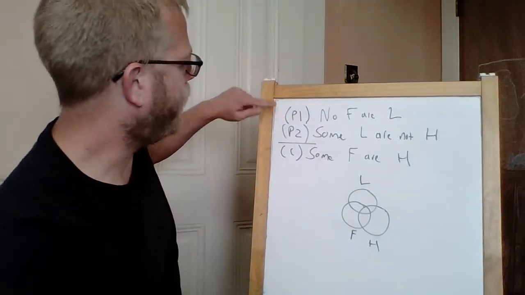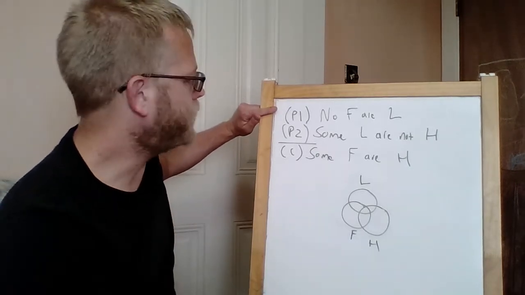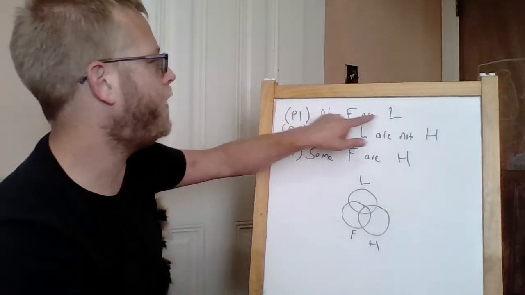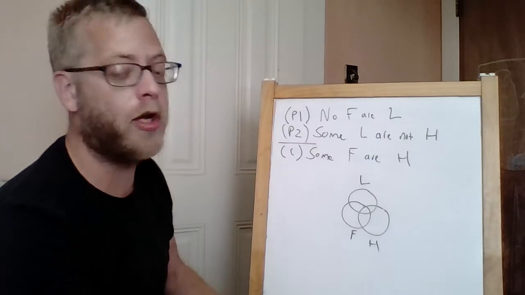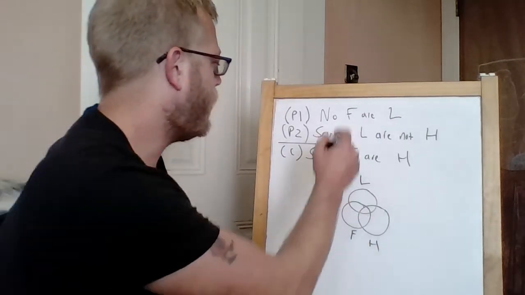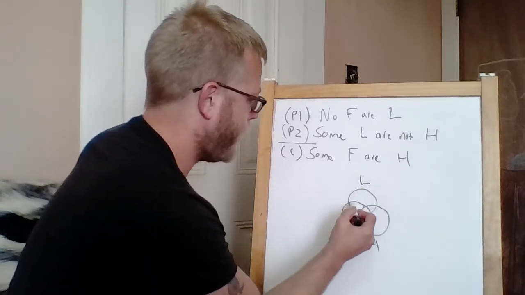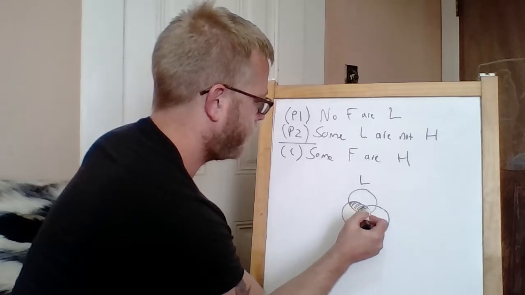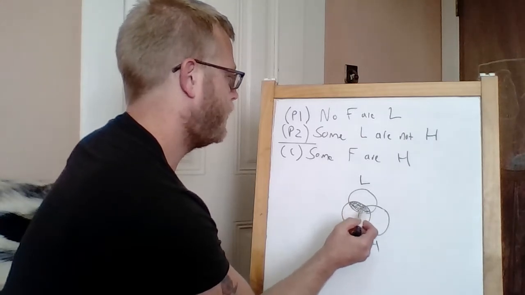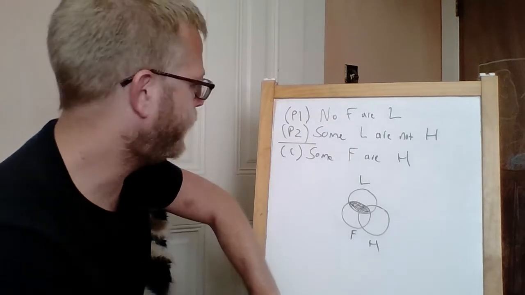Then we just follow the rule for how to diagram a universal negative. You're going to black out any overlap between F and L. When you say that No F are L, you're saying that there's no overlap between those two groups. So we're going to look at the overlap between the F and the L and black it out. No members of the F group are also members of the L group.